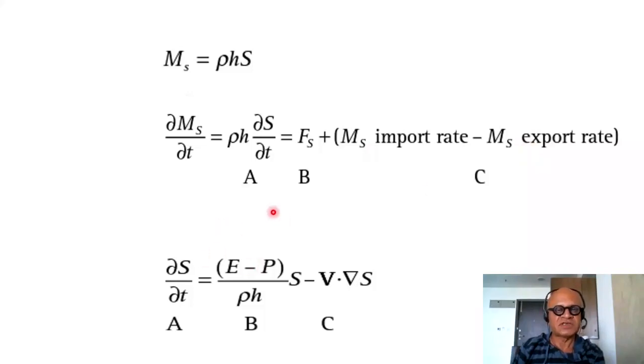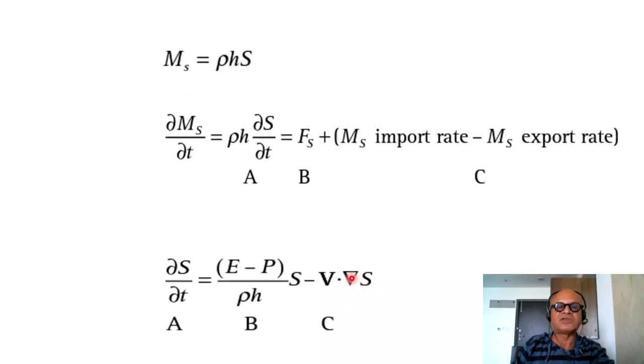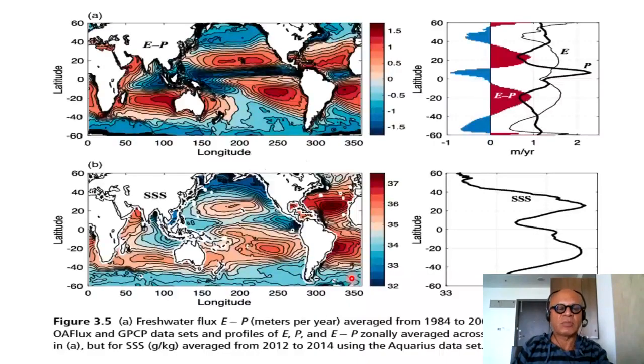Okay, think of those as the advection terms that we talked about. So ∂S/∂t here is dependent on (E minus P), evaporation minus precipitation, divided by ρH, times S. So the amount of water exchanged at the interface is multiplied by salinity to get the impact of the net freshwater flux on the salinity budget over mixed layer depth H for a given density ρ, minus V dot grad S, which is the horizontal advection terms that we talked about.